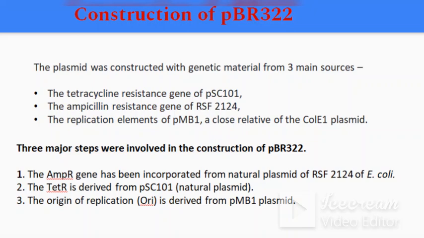The plasmid pBR322 was constructed using 3 different naturally occurring plasmids. The gene for ampicillin resistance was derived from RSF2124. The gene for tetracycline resistance was taken from pSC101. The origin of replication was obtained from pMB1, which is related to the plasmid ColE1. The copy number of this plasmid is 15 to 20.